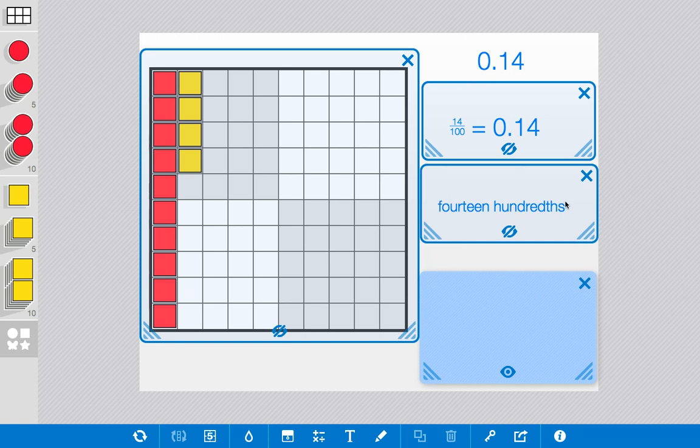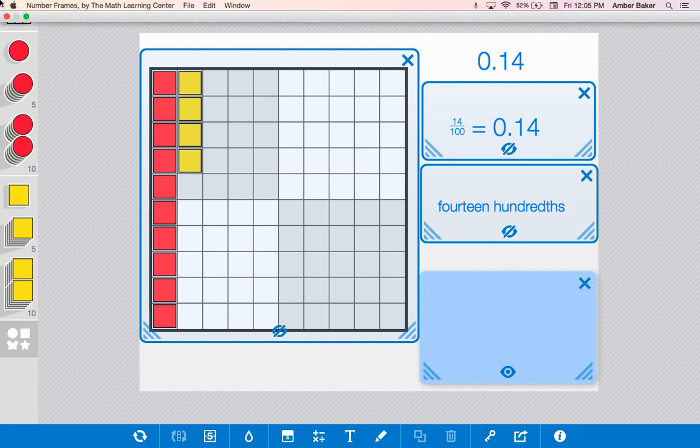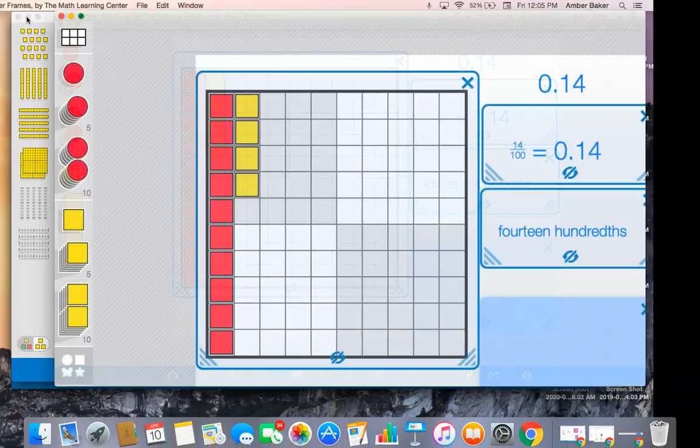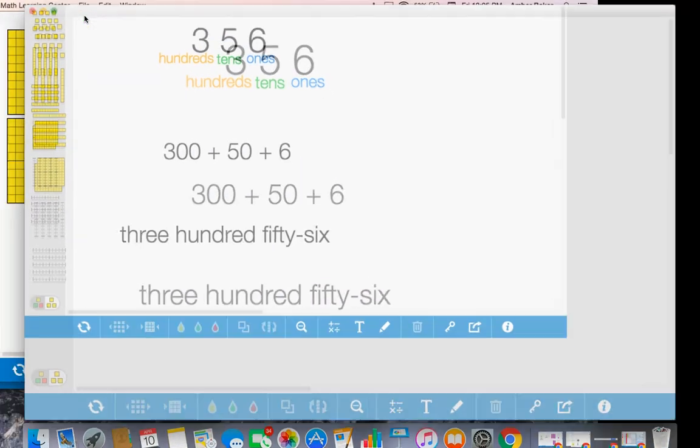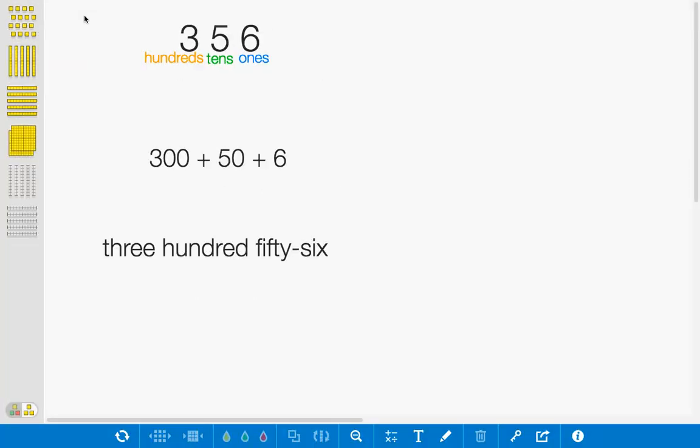We're going to be focusing now on expanding that, writing it in expanded form. So I'm going to show you another screen. Just like with whole numbers, we can write whole numbers in expanded form and word form. We can do that with decimals too.